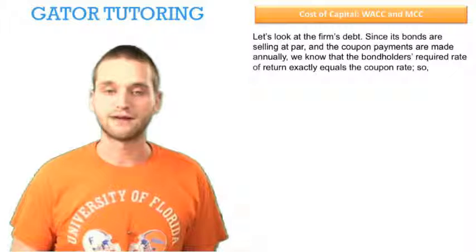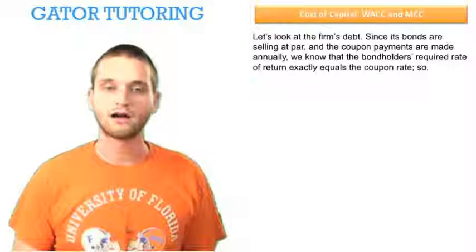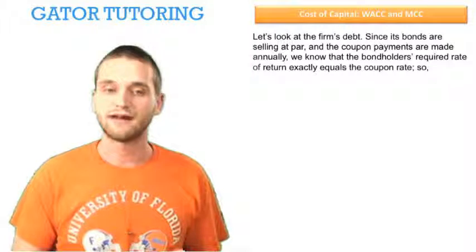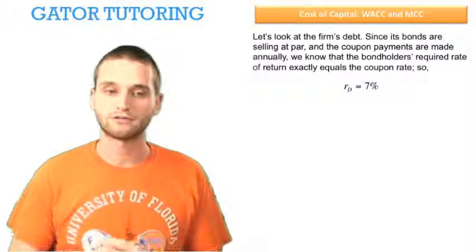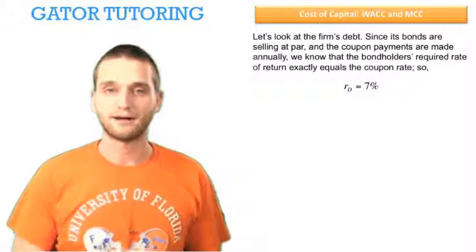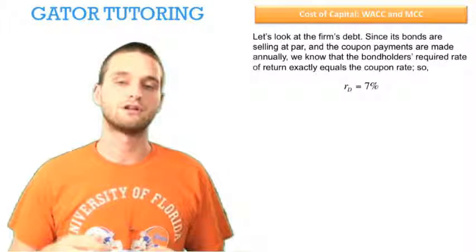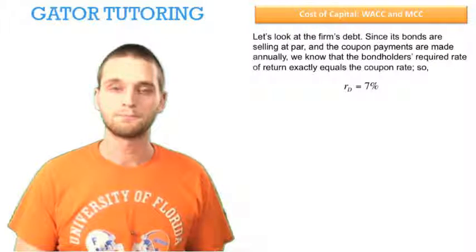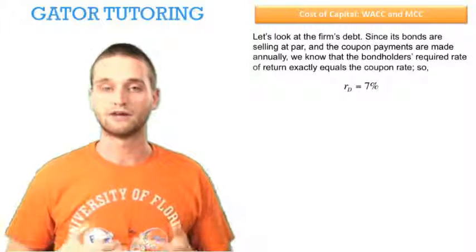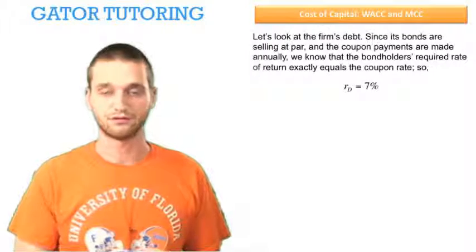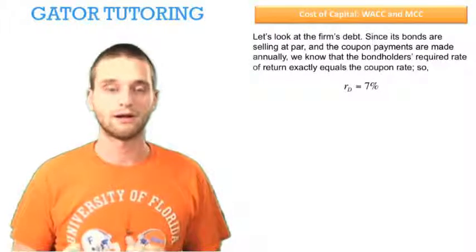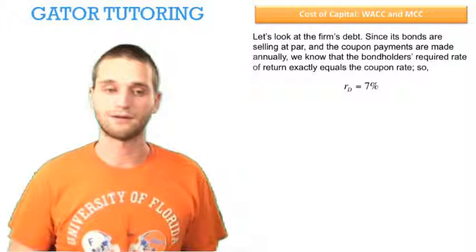So let's look at the firm's debt. Since its bonds are selling at par and the coupon payments are made annually, we know that the bondholder's required rate of return exactly equals the coupon rate. So the rate of return on debt is the 7%. This was pretty straightforward. It could have been a more complicated bond pricing problem that would have given you some different coupon rate, maybe semi-annually, and a number of periods and a current price, and we could use all that information in our financial calculator to solve for the required rate of return. But if the bond's selling at par value and the coupon payments are annual, we know that the coupon rate and that yield to maturity are going to be exactly the same thing.